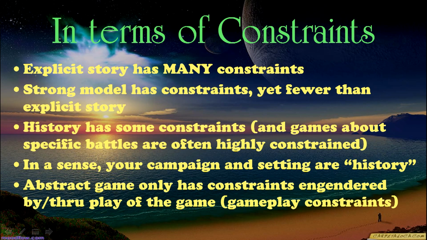A strong model, well, let's start with the story. An explicit story has many constraints. You have to follow the story. You don't have freedom of action. A strong model has constraints, but fewer than an explicit story. History in general has some constraints, and games about specific battles are often highly constrained. In a sense, your campaign and your setting are history. Now, on the other hand, abstract games only have the constraints that are engendered by playing the game, the gameplay constraints, the rule constraints.